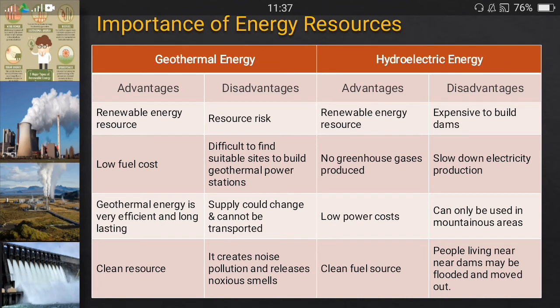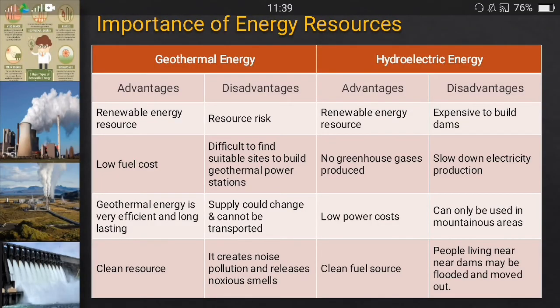Geothermal energy is very efficient and long-lasting. So it means it is a renewable energy source, and the governments of various countries are investing hugely in the creation of geothermal energy, which on the other hand has created more jobs for the local people. Clean resource, it means the main advantage of using geothermal energy is that it does not create any pollution. Thus, it emits small amounts. It has helped in reducing global warming as well as pollution.